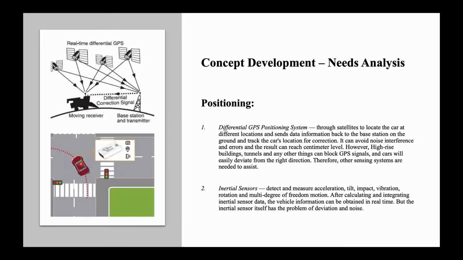For navigation approaches, there are 2 ways which are widely used now. First is the differential GPS positioning system. Through satellites, it locates the car at different locations and sends data information back to the base station on the ground, which tracks the car's location for correction. It can avoid noise interference and errors, and the result can reach centimeter level. However, high-rise buildings, tunnels, and other things can block GPS signals, and the car will easily deviate from the right direction. So other sensing systems are needed to assist.